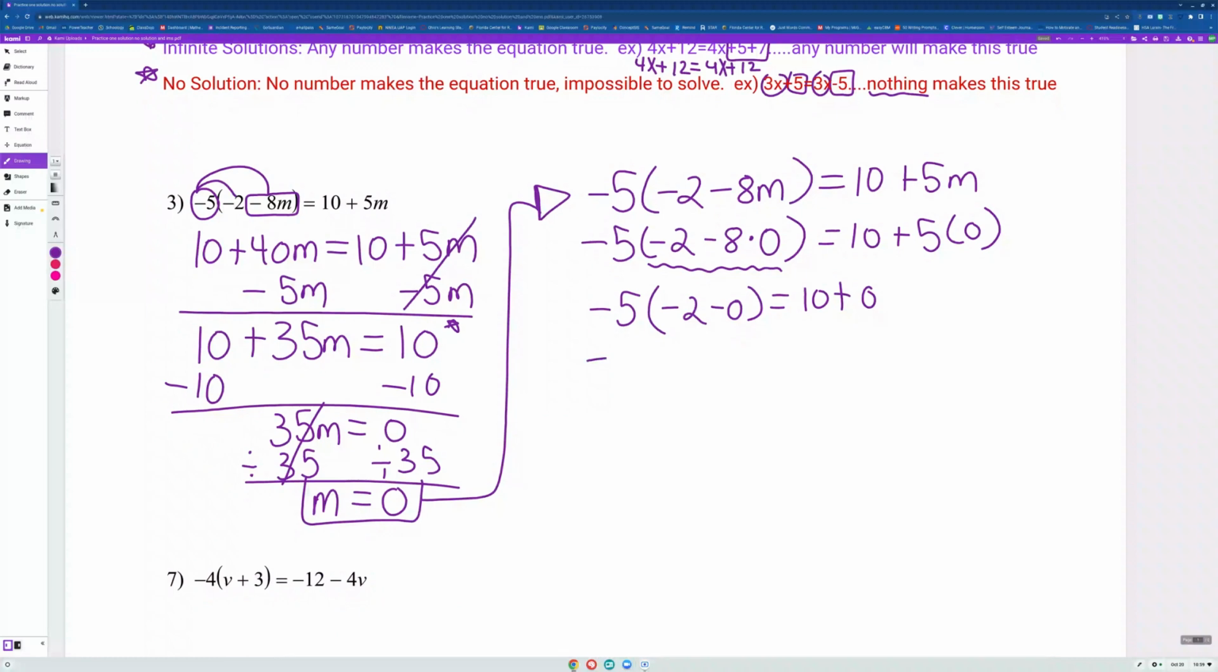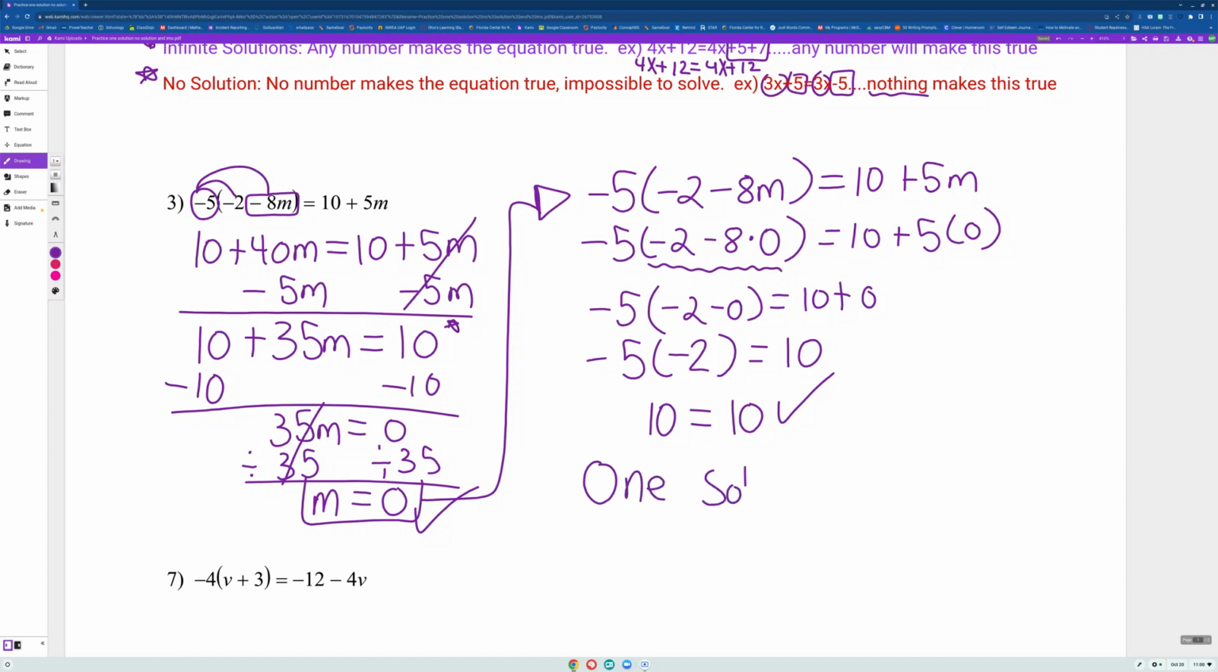All right, so I'm going to continue to simplify within my parentheses. -2 minus 0, I'm not taking anything away, so it's going to stay as -2, is equal to 10 plus nothing is 10. So now -5 times -2 is going to give me 10. And because 10 is equal to 10, I know that m equals 0 was my answer, which means that this only has one solution.